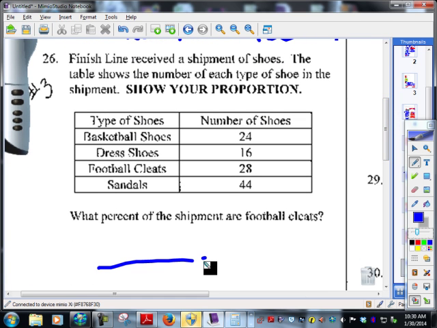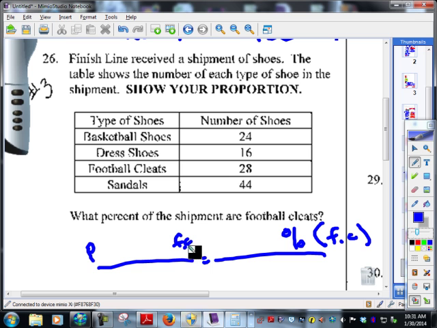I'm going to use my proportion here. It says Finish Line received a shipment of shoes. The table shows the number of each type of shoe in the shipment. What percent of the shipment are football cleats? So I'm looking for the percentage. What's that percentage representing? The football cleats. So if the percent is the football cleats, what's the part going to be? The actual amount of football cleats. This would represent the whole, which is all shoes.